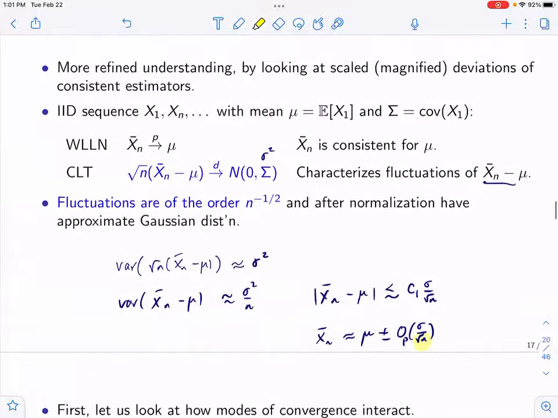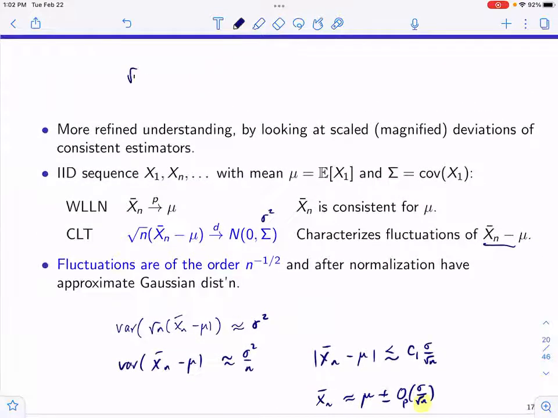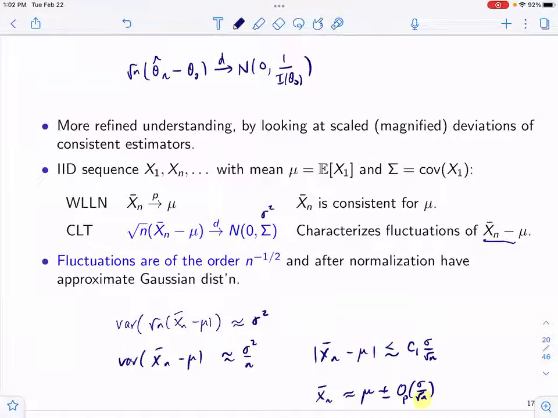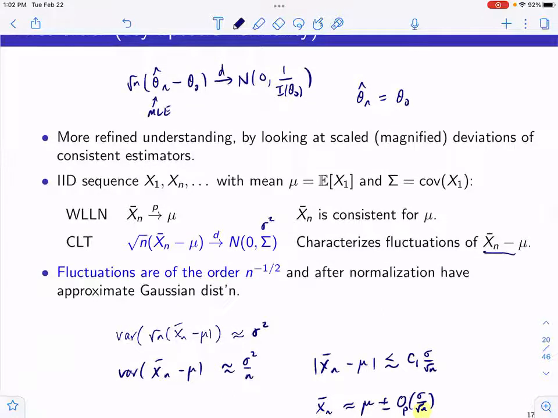But later on, we're going to prove, based on the CLT, that the MLE has this property. So root n times the MLE minus the actual parameter that you're trying to estimate also converges in distribution under regularity conditions. It goes to a normal with variance equal to the inverse of the Fisher information. And so this gives you similar behavior. The MLE theta hat n would be theta naught plus big O_P of 1 over root n I(theta). So this tells you how big a fluctuation you would have.